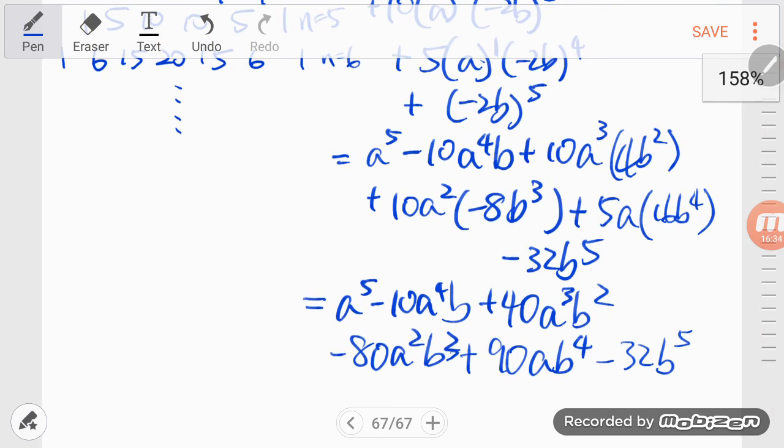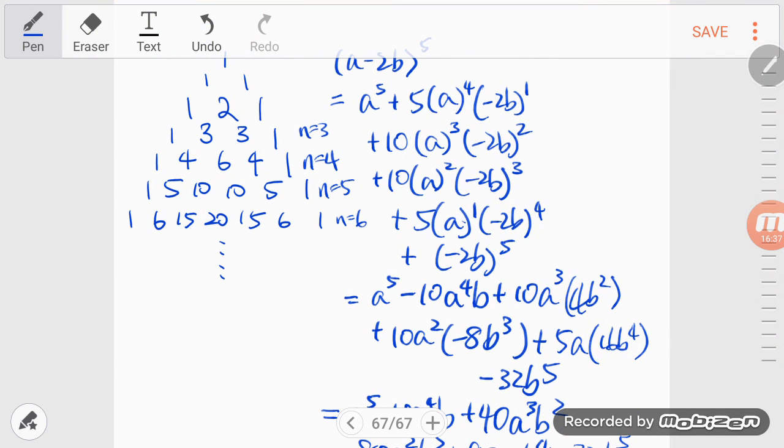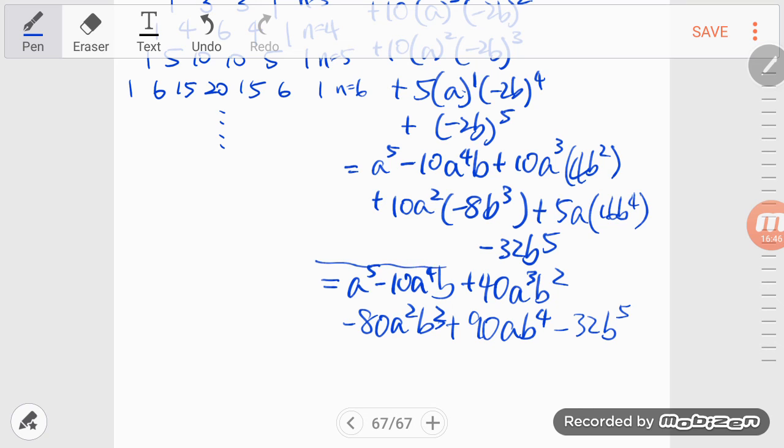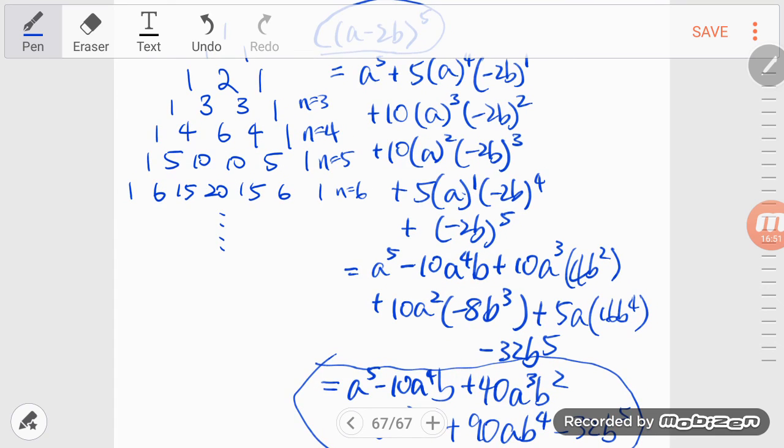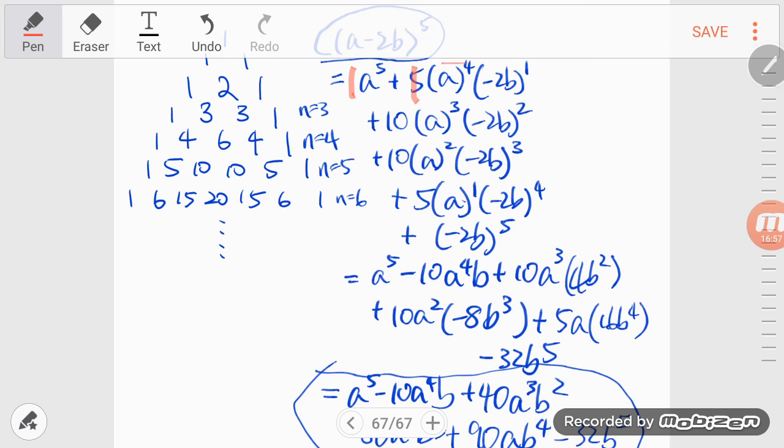Okay, so this is it. If I expand this stuff that I have here, I will get this whole chunk over here. So you can see how easy it was using the Pascal's triangle, because I know I can get my coefficients: 1, 5, 10, 10, 5, 1. And then I just have to be careful with my exponents. And that's it.